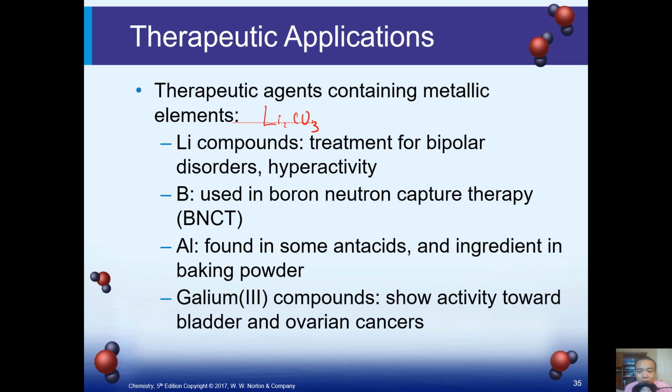For group 3A, only boron and aluminum have been detected in humans. The role of boron is not fully understood, but it is believed to be involved in nucleic acid synthesis.